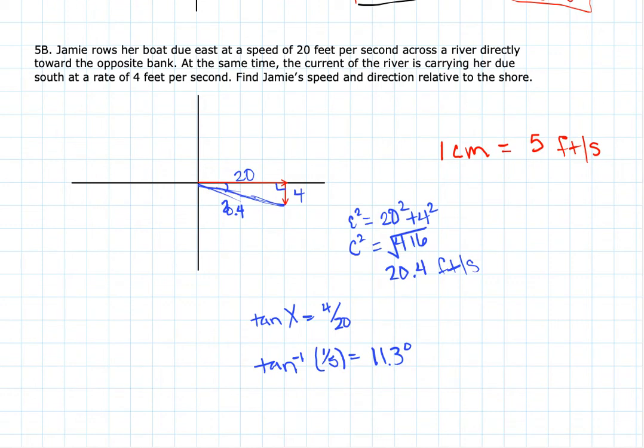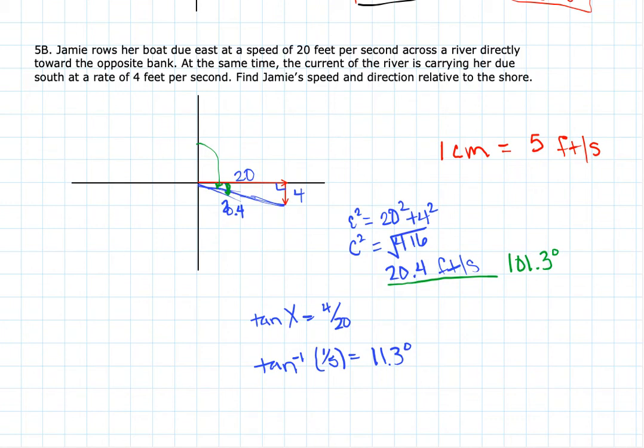Since that's 11.3 degrees right in here, let's do a true bearing and just add it on to 90 degrees. So we have a speed, or magnitude, of 20.4 feet per second, and a 101.3 degree true bearing.